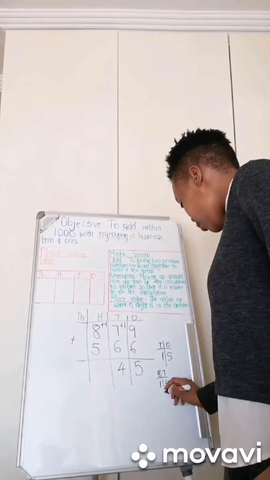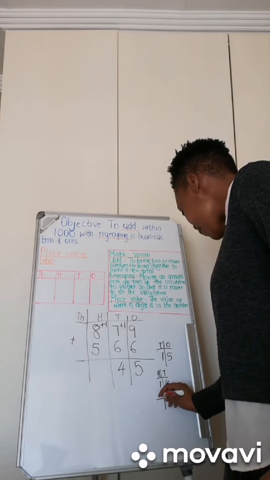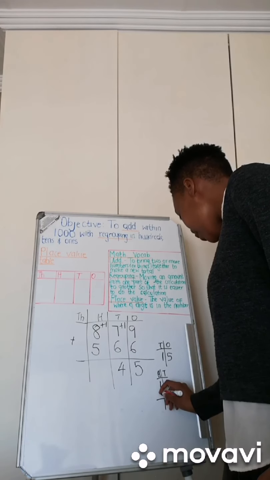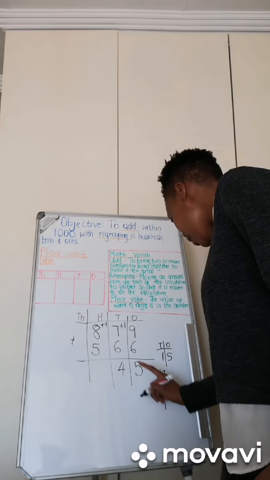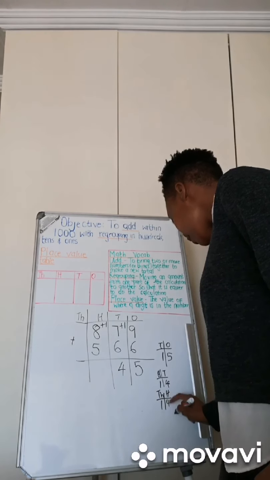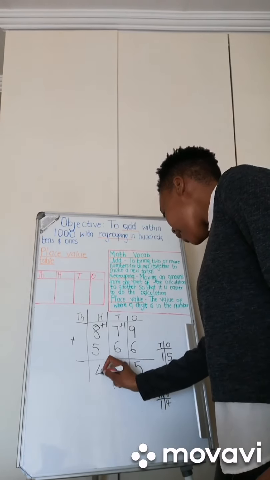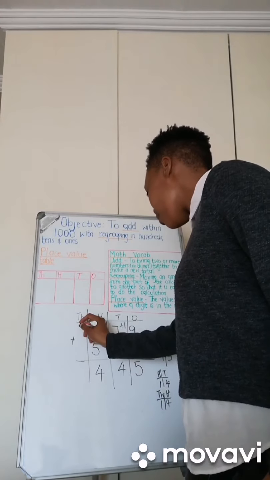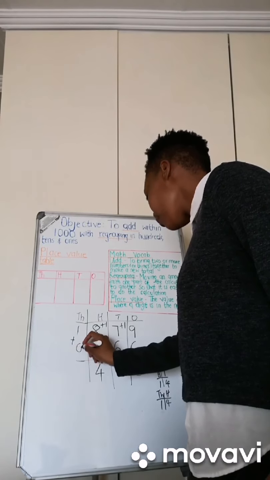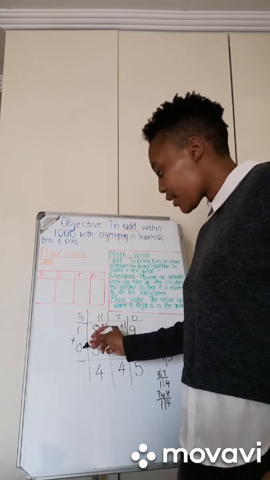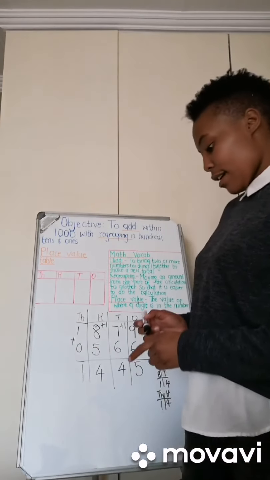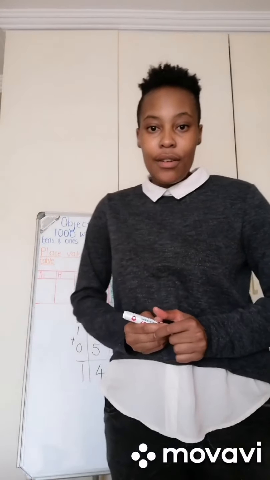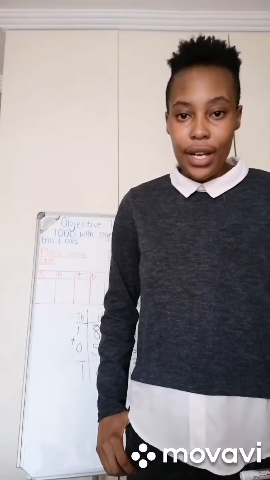That is 14. So you build another house on the side and you say thousands and hundreds, and then you say 14. The 4 goes to the hundreds, the 1 goes to the thousands. Now what is 1 plus 0? 1 plus 0 is 1, and our answer is 1445.